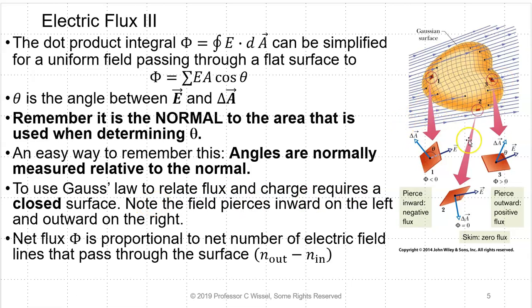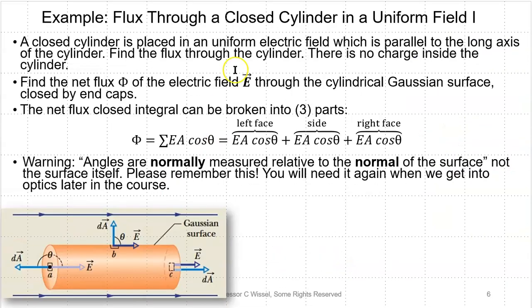So the net flux phi is proportional to the net number of electric field lines that pass through the surface. So N out minus N in. Now, a lot of times these will be equal, in which case this will be 0. We'll explain that in a minute. Okay, so we're going to calculate the flux of a closed cylinder in a uniform electric field.